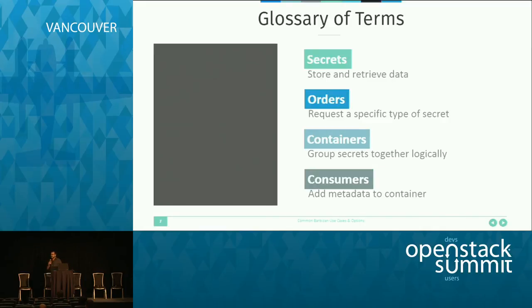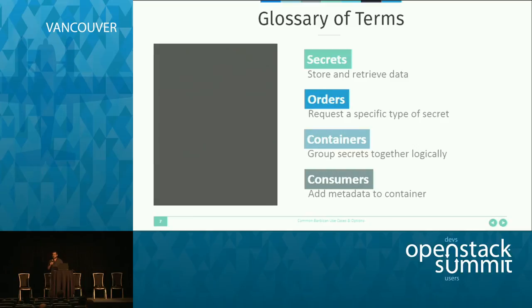So some terms so that we're all on the same page. Basically any kind of sensitive data, we call secrets. And secrets could be a bunch of different things. You could have symmetric keys for encryption, asymmetric private keys, like your SSH key or an RSA key or something like that. You could also have passwords if you wanted to. You could store passwords in here. And of course, X509 certificates for TLS encryption and such.